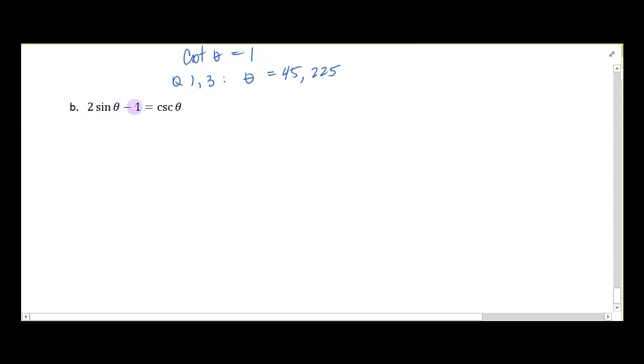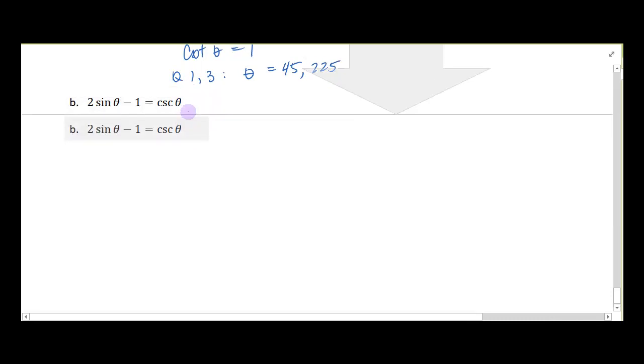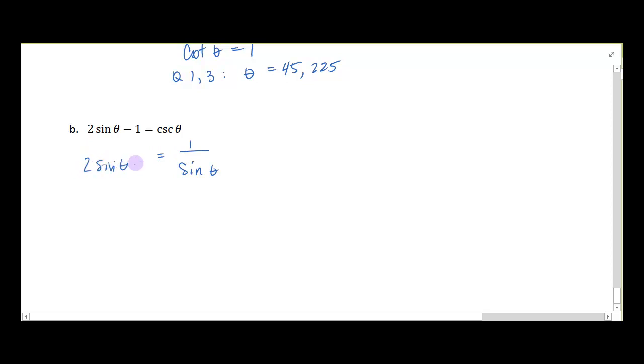It says 2 sine theta minus 1 is equal to cosecant theta. Again, these are not the same trig terms, so I can't factor, I can't gather like terms, so I need to put them in the same term. So I'm going to use the reciprocal identity on the right-hand side over here, and I'm going to rewrite cosecant as 1 over sine theta. And that's equal to the left-hand side, which stayed the same as 2 sine theta minus 1. So I have all sines, but now what do I do?